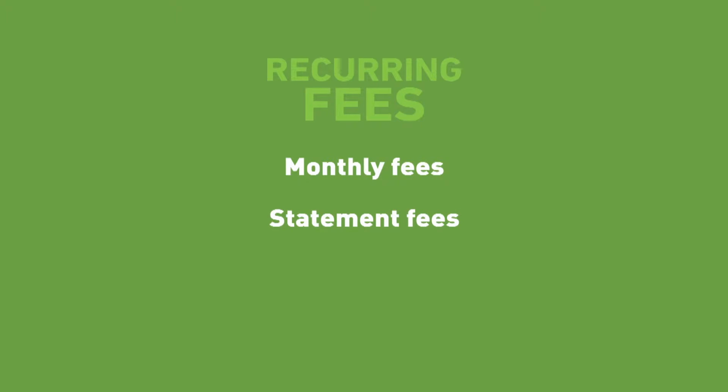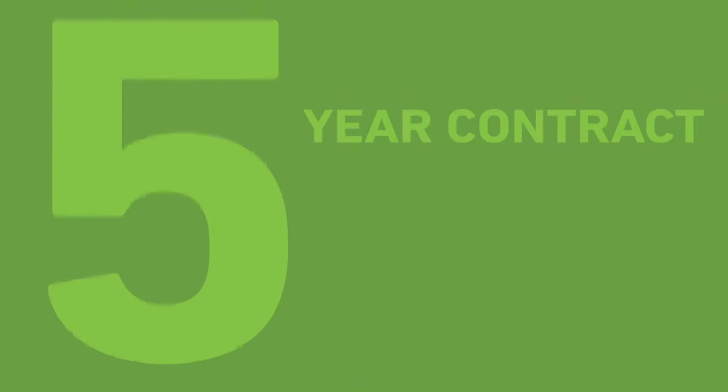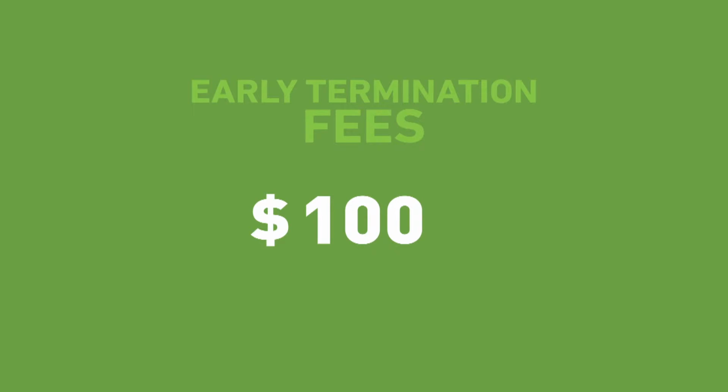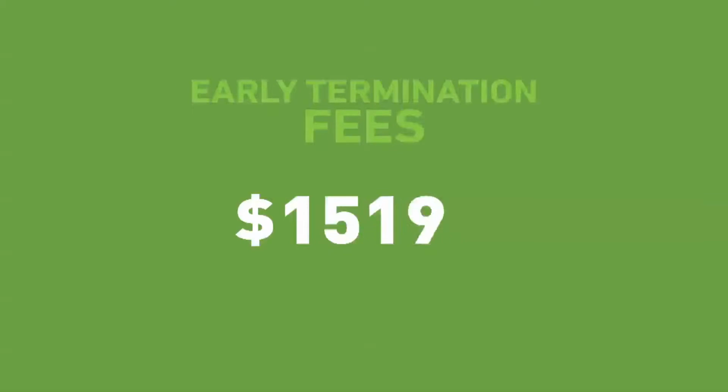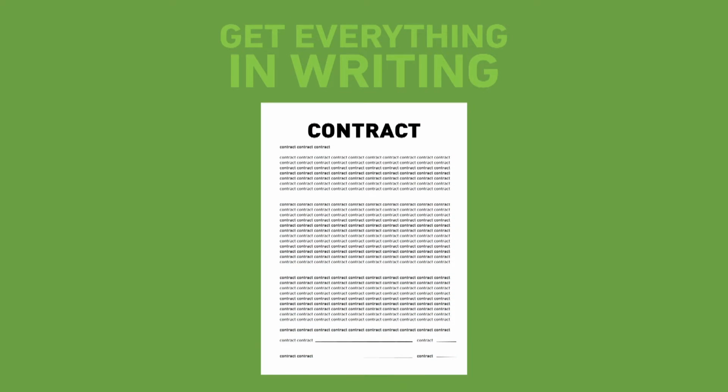Get a breakdown of all fees, including recurring fees such as monthly fees, statement fees, etc., and get to know those fees as well. To get a merchant account these days, you may have to sign a contract. Some can lock you in for 1, 3, or 5 years unless you pay early termination fees. Those fees can range from $100 to thousands of dollars, depending upon if it has a multiplier. Beware of that and do not sign any agreements unless you have everything explained to your satisfaction and in writing.